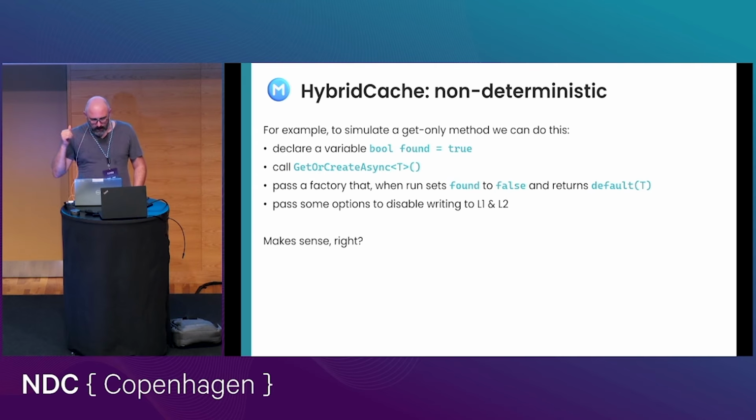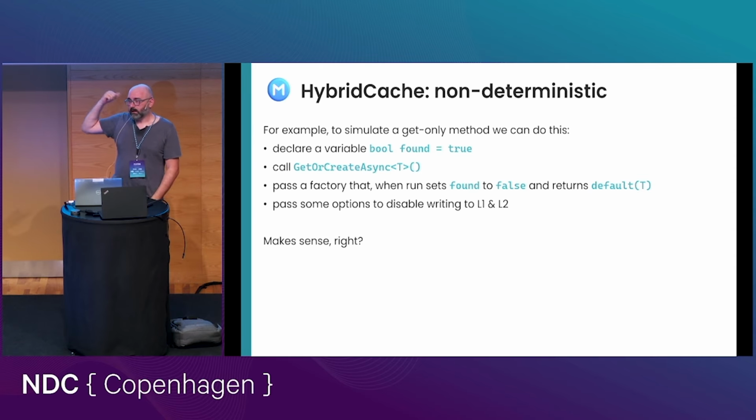Basically, again, the behavior is non-deterministic. So, for example, to simulate a get-only method, which is what me and other people in the community were trying to do, you can do this. You can declare a found variable, a bool, and set it to true. So you start from, OK, let's say it's in the cache. You call GetOrCreateAsync, and in the factory, you just return the default value, who cares, and you set the variable from the outer scope to false. You say cache miss, was not there. And then you pass some options to say, don't write to L1, L2. I just want to check.